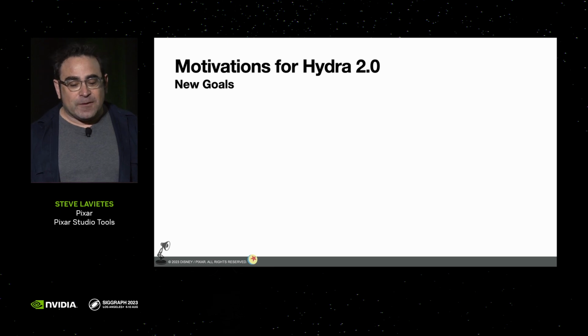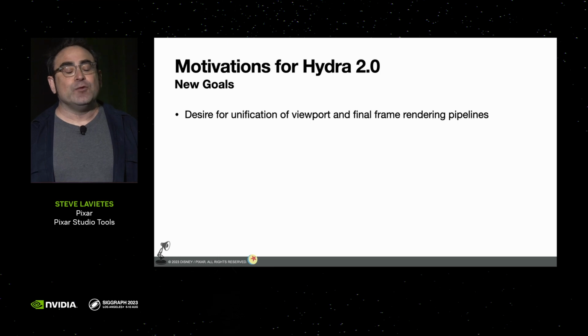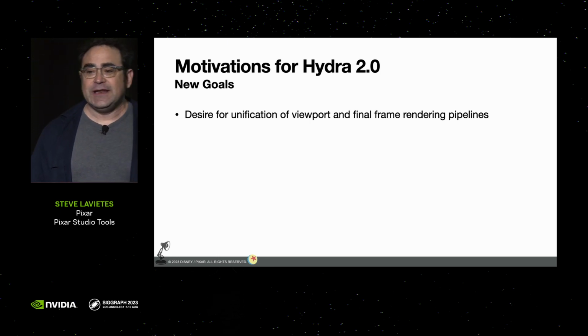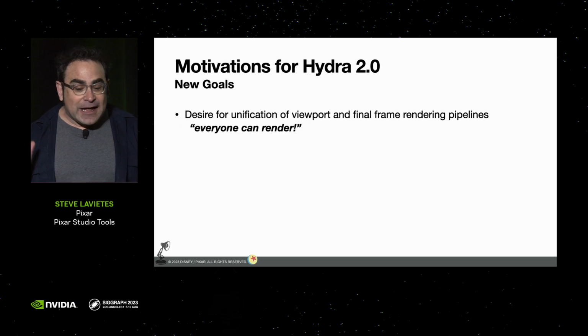So the motivations for Hydra 2 were that we had new goals. There was a desire for the unification of viewport and final frame rendering pipelines. As soon as you can put an interactive form of RenderMan in a viewport, it is obvious to think, well, why are these two different separate things? We should be able to render with RenderMan anywhere where we can use this interactive renderer. So the idea: everyone can render.